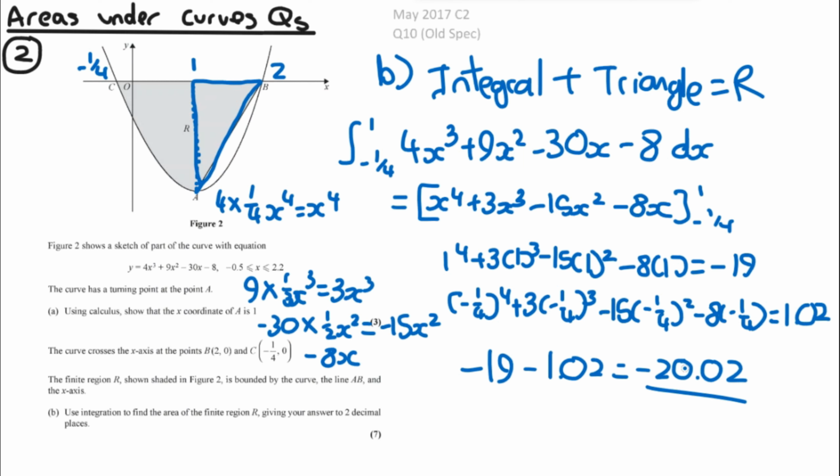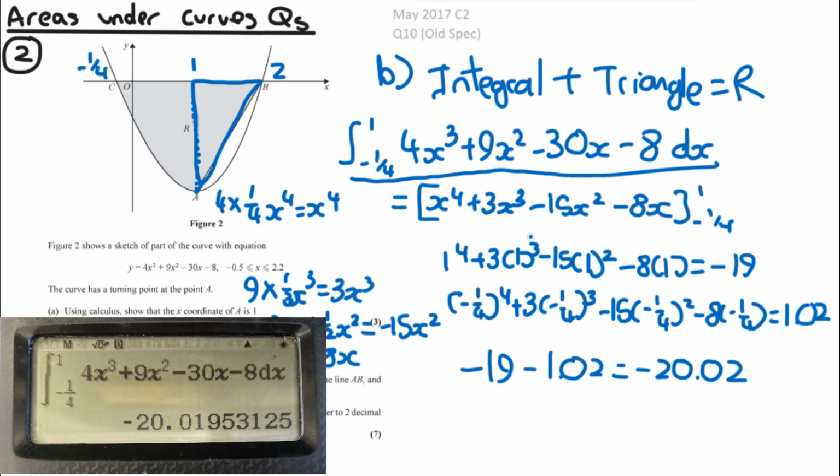20.02. And this makes sense if you think about why it's a minus number, because remember we are actually under the x-axis here. We'll just have to make it positive at the end. And again, you can check your answer by putting this integral into your calculator and checking that it gives out minus 20.02, which it does.